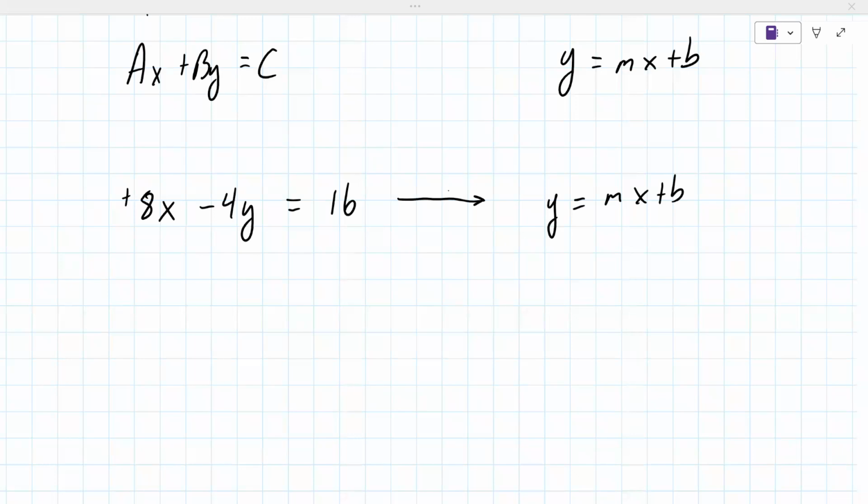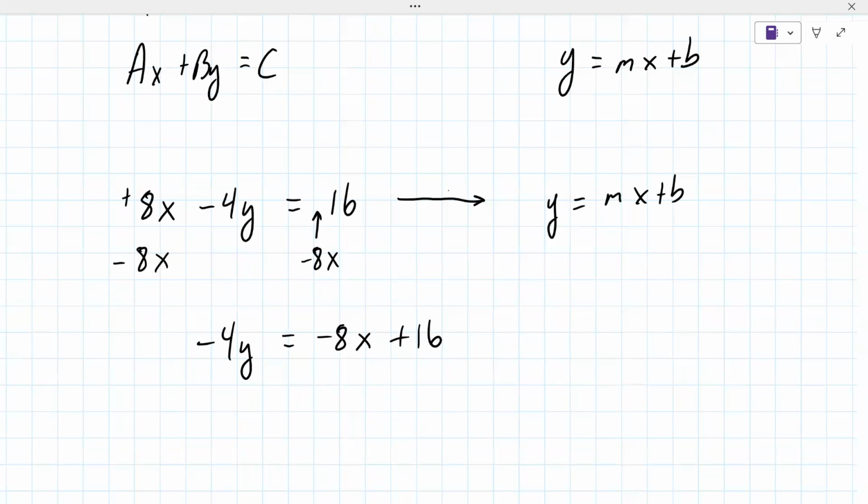Oh, would that be like y equals 8? Okay, let's try this again. So you're subtracting 8x from both sides. All right. That goes in front of the number because it doesn't combine with the 16. 16 is like apples and minus 8x is, I don't know, oranges, whatever. So you have minus 4y equals minus 8x plus 16.